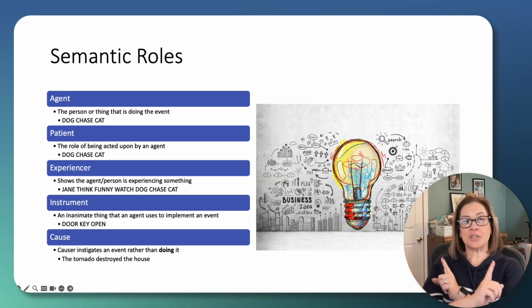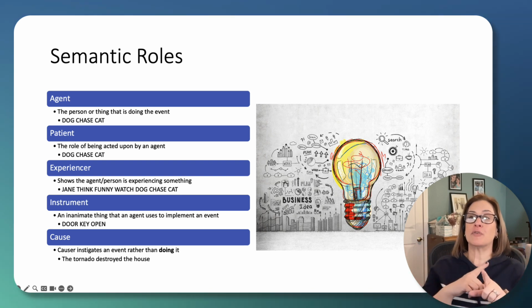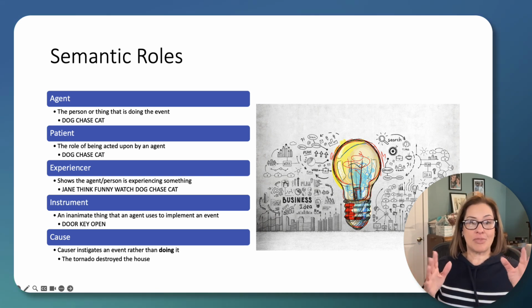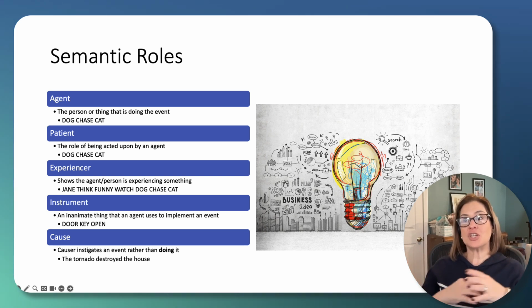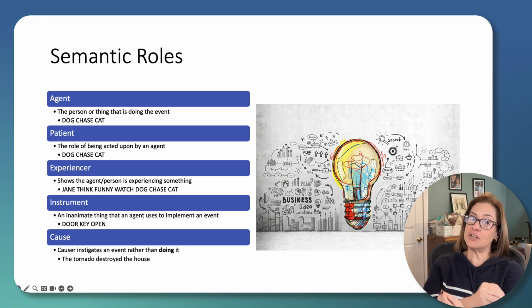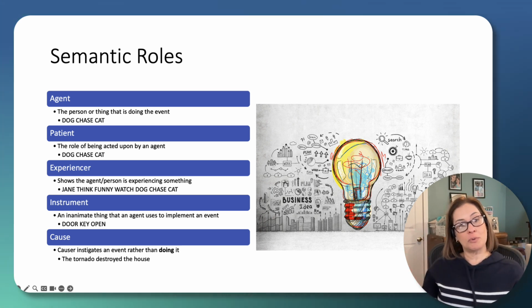Now, if I reverse it, can we just willy-nilly move it around? No, because if I reverse that and I say cat chase dog, that doesn't mean the same thing. That has actually a completely different meaning. So this is not the same thing. The patient is the role of being acted upon by an agent. So in this case, the cat. And again, if you reverse it, they would be the opposite. The cat would be the agent and the dog would be the patient.